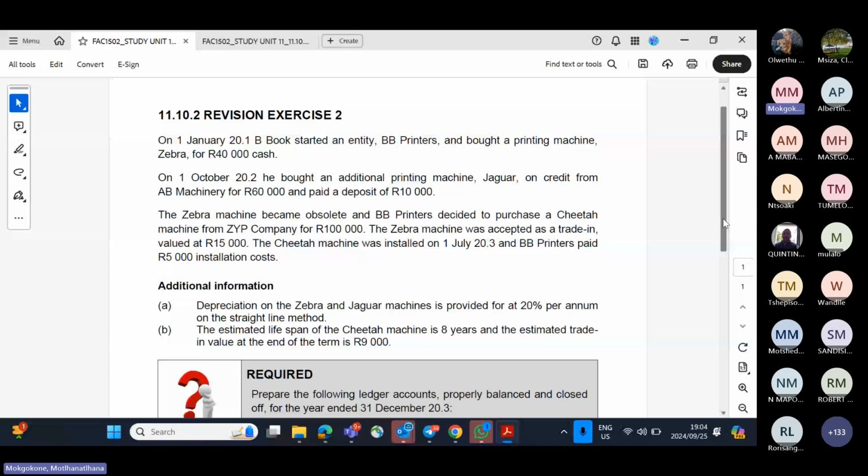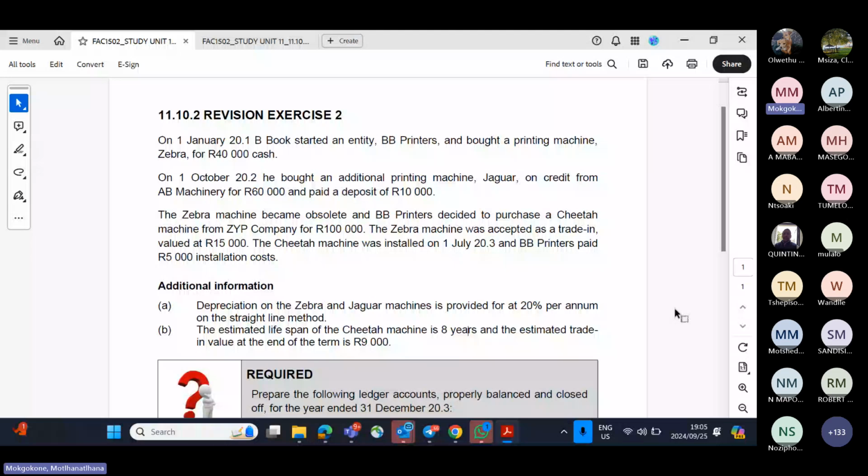I don't know how to split the screen of the question and the solution, but first I will start with the question. This exercise is from FAC1502 under additional resources. Under study unit 11, we are given 11.10.2 revision exercise 2. Here you are given a scenario.